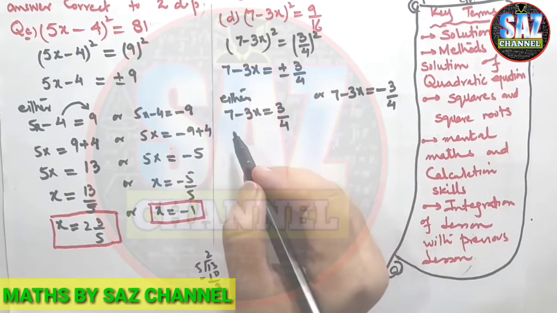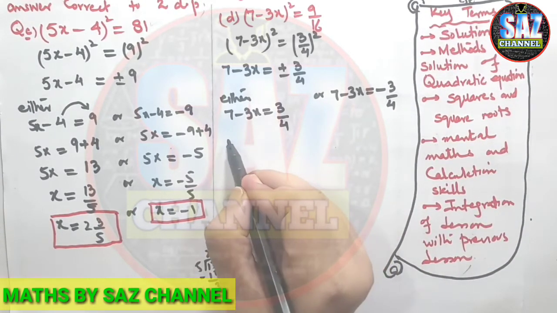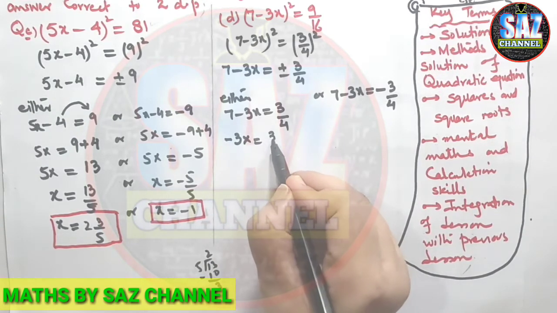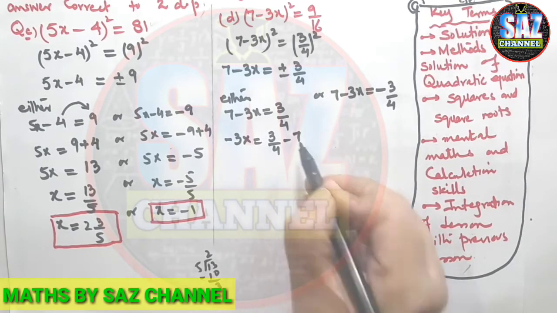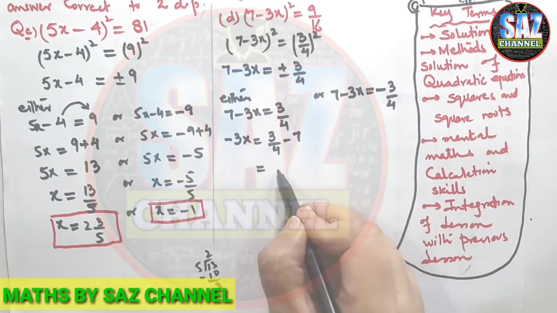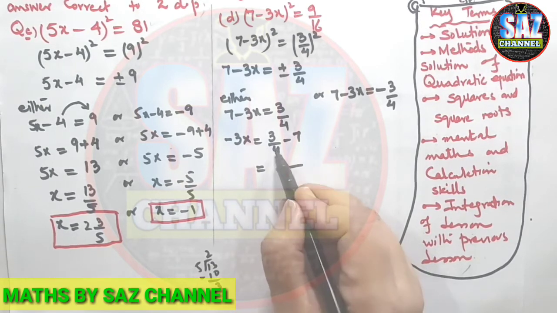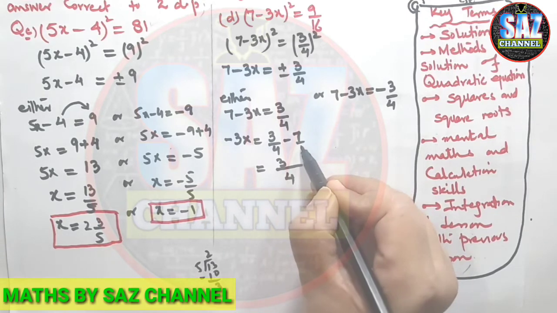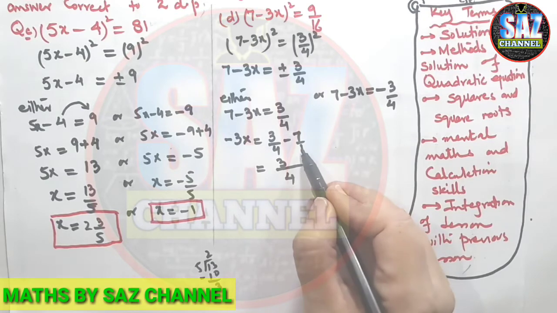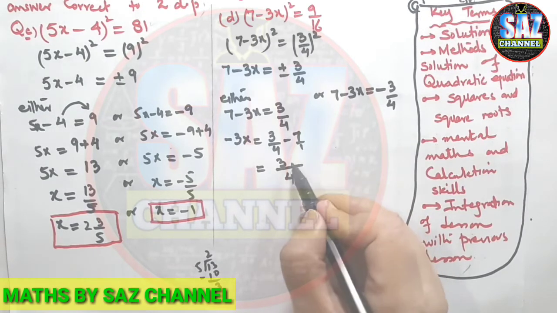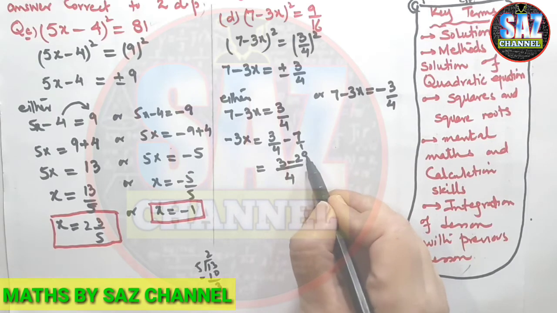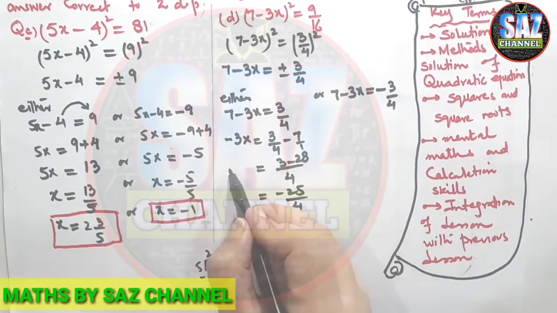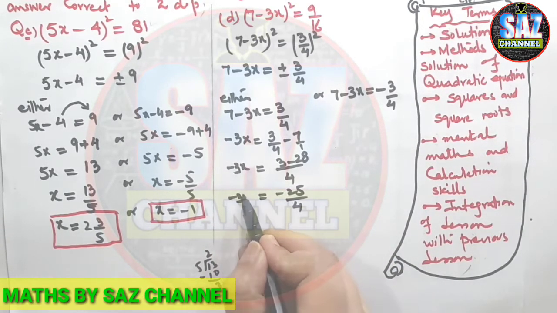I have to solve each part individually. From 7 - 3x, in order to get value of x, I will shift this 7 to other side and I will have 3/4 - 7 on the right hand side. Now I have to take the LCM. 4 will be the LCM, and as the LCM is 4 and denominator is 4, so 3 will be coming as it is. And from the second part, the LCM is 4 but the denominator is 1, so I have to multiply 7 by 4 and I will get minus 28. This will give me -25/4 = -3x.